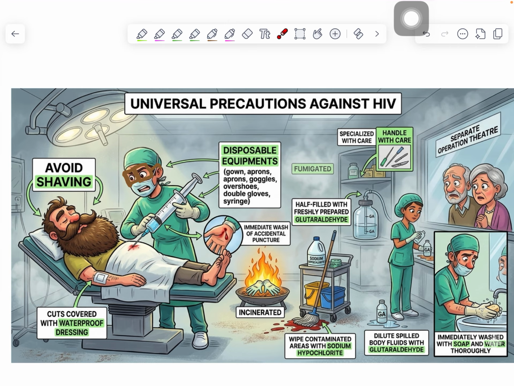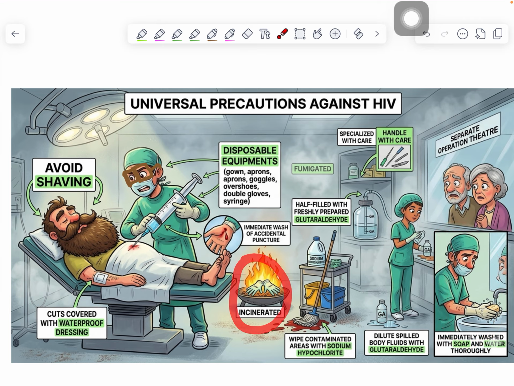One more time, let me just quickly walk you through, a 1 minute revision. These are the parents of the HIV patient who are watching the surgery, a minimally invasive procedure. The patient is asleep, and shaving is being avoided, and cuts are being covered with the waterproof dressing. They are using disposable gloves and everything. Surgeon is wearing disposable equipments, aprons, goggles, overshoes, double gloves. Still he has got pricked, and he is now washing with the soap and water thoroughly.